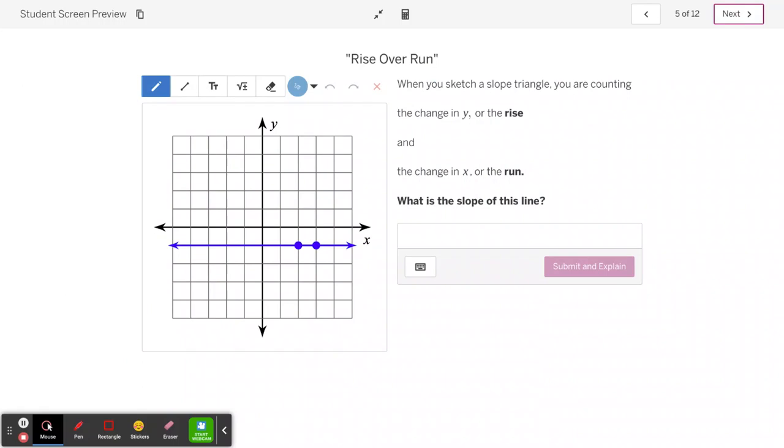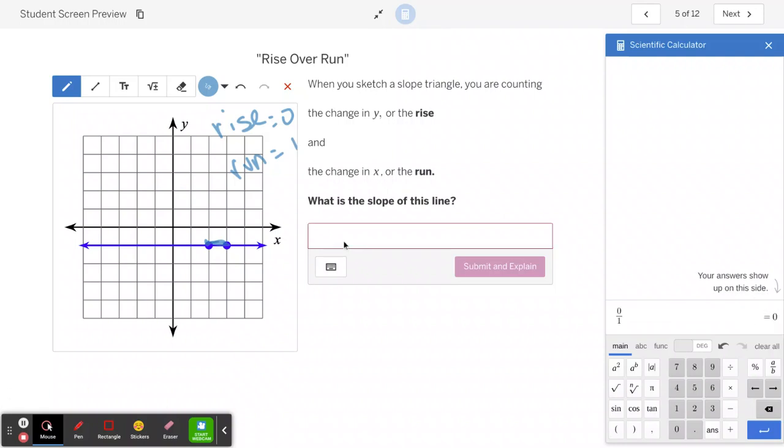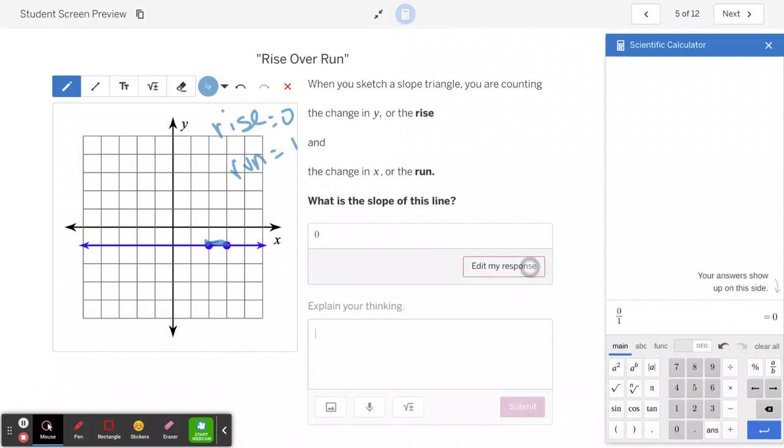Now look at slide 5. What do you notice? It says when you sketch a slope triangle, you're counting the change in y or the rise and the change in x or the run. What is the slope? Well, if I go from this point to this point, did I go up or down at all? Nope. So my rise is 0. How much did I run? My run was 1. Well, let's come over here to the calculator. If I type in the fraction 0 over 1, look at what it gives me for the slope. Yep. So what's our slope? Our slope is 0.